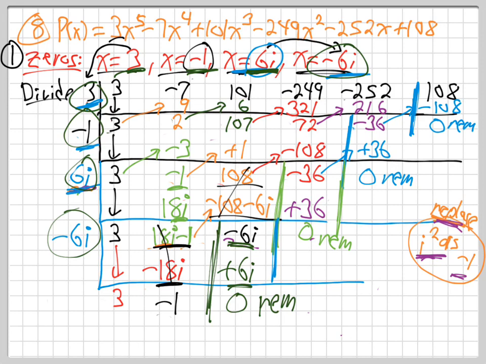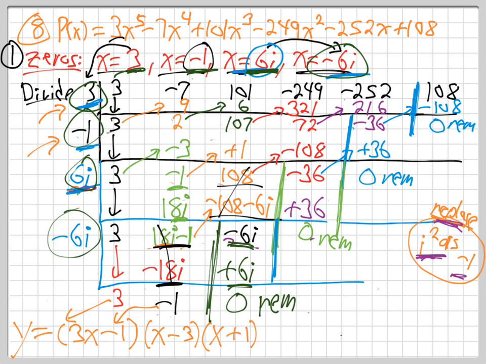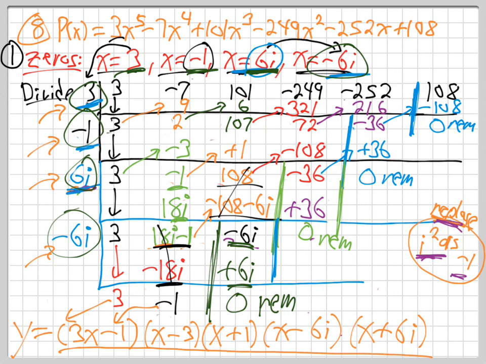We're left with this. So now, y equals, this is going to be 3x minus 1. And then for each of these guys, remember we do opposite, so it's going to be x minus 3, and then opposite, x plus 1, and then opposite, x minus 6i, and then opposite, x plus 6i. There we go. There's the factorization that they wanted on this problem. That one was a lot of work.